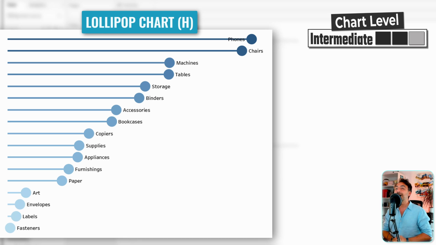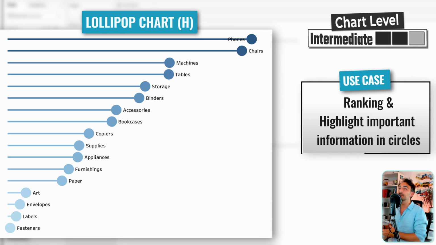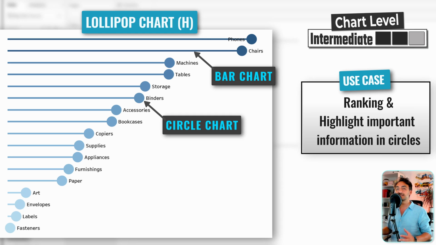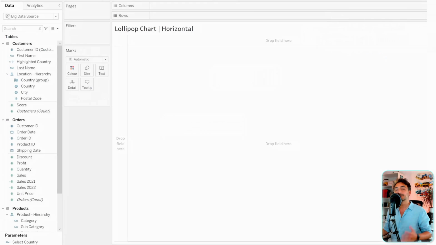Alright, so now we're gonna learn how to create a Lollipop chart in Tableau. There are two types of that, horizontal and vertical. We can use this type of charts by combining the bars and the circles. So it's like a stick, and at the end we have a big circle, and we use the circle in order to highlight a data value. So let's go and create that.